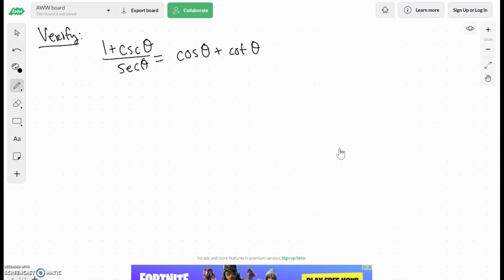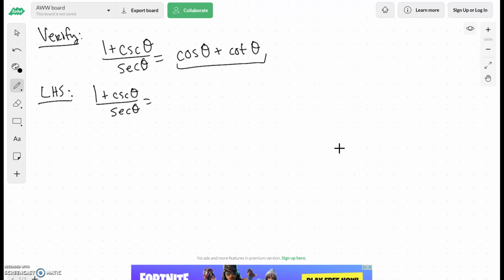Okay, so I want to now verify that (1 plus cosecant theta) over secant theta is equal to cosine theta plus cotangent theta. I'm going to start with what I think would be the hardest one, which would be starting with the left-hand side. Probably starting with the right-hand side actually wouldn't be too bad. I haven't tried it yet, but you can try it out. I'm going to do the left-hand side, so (1 plus cosecant theta) over secant theta, and I want to make sure that this equals all of this thing.